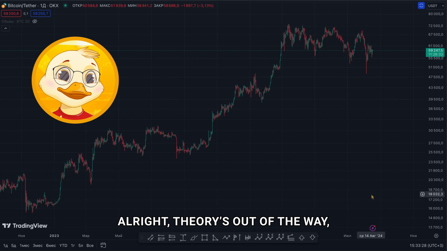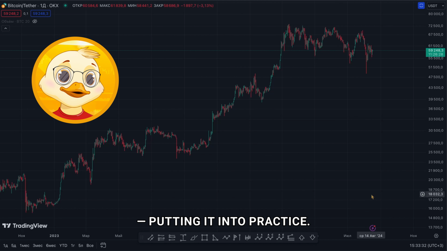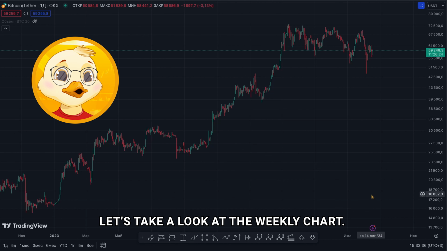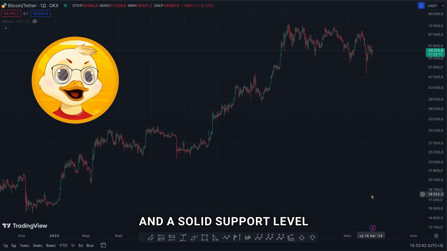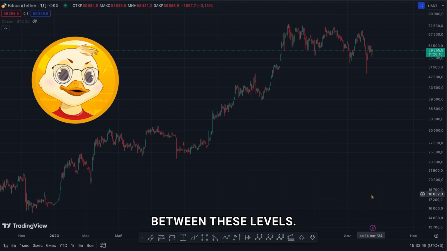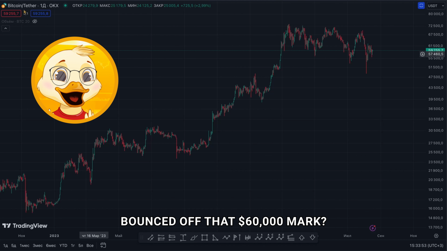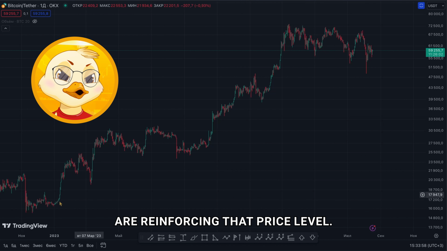Alright, theory out of the way, let's move on to the fun part, putting it into practice. Here's a chart of Bitcoin USD. Let's take a look at the weekly chart. As you can see, there is a strong resistance level around $60,000 and a solid support level in the $55,000 to $57,000 range. The price has been consistently bouncing between these levels. Notice how the price has repeatedly bounced off that $60,000 mark, which tells us traders are reinforcing that price level.